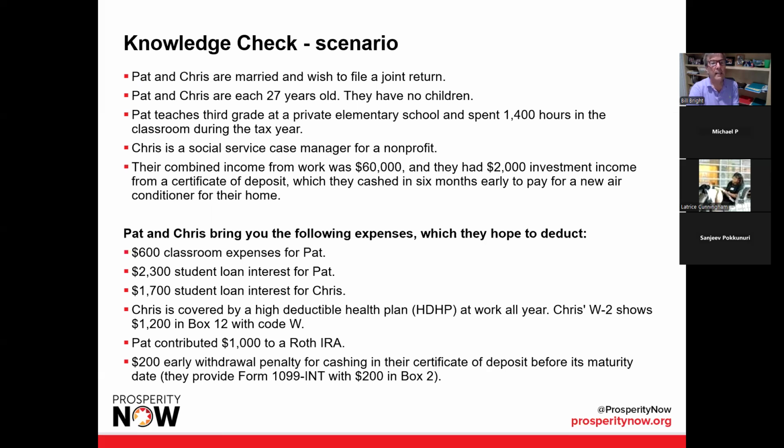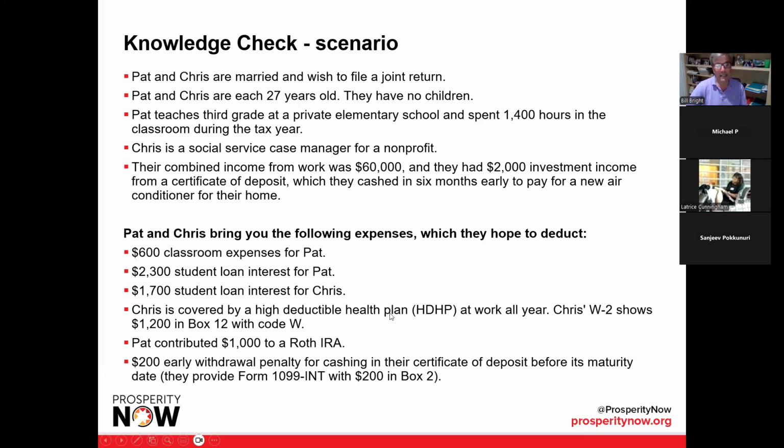Pat teaches third grade and spent 1,400 hours in the classroom. Chris is a social service manager. The combined income was $60,000. They had $2,000 of investment income from a CD that they cashed 6 months early to pay for a new air conditioner. Okay, so they bring these expenses. Pat had $600 of classroom expenses. There was $2,300 in student loan interest for Pat, $1,700 in student loan interest for Chris.